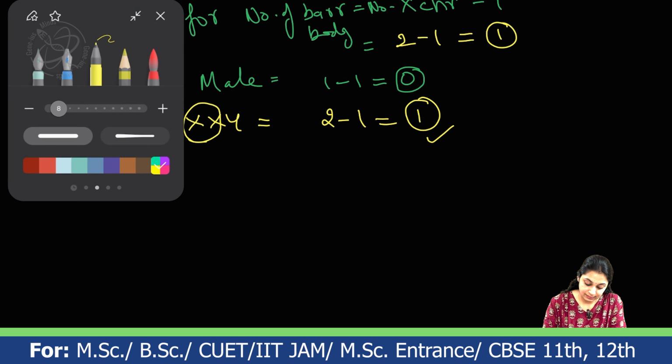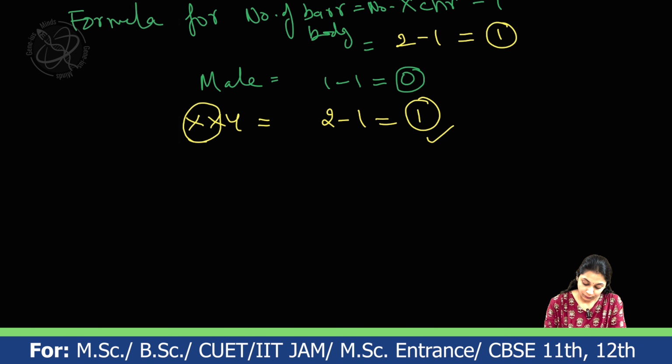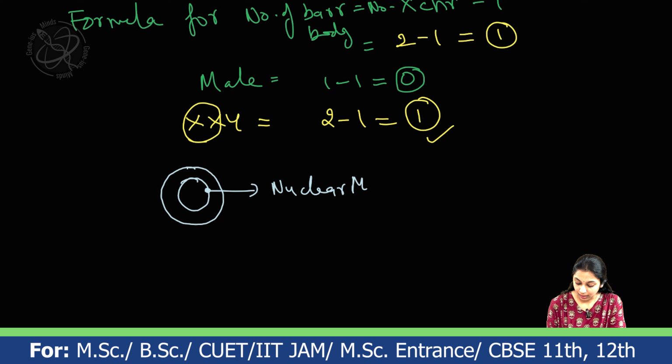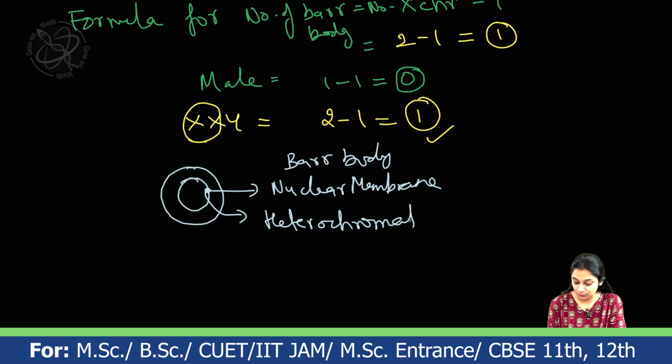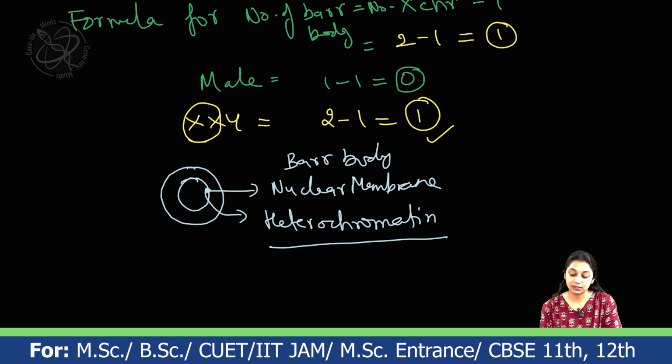Now, where exactly is this Barr body present? Suppose this is the cell and this is the nucleus. The Barr body is found on the periphery region of the nuclear membrane. It is highly condensed heterochromatin. That's why it appears darker in color and gets attached to the nuclear membrane. That is how we can locate it.